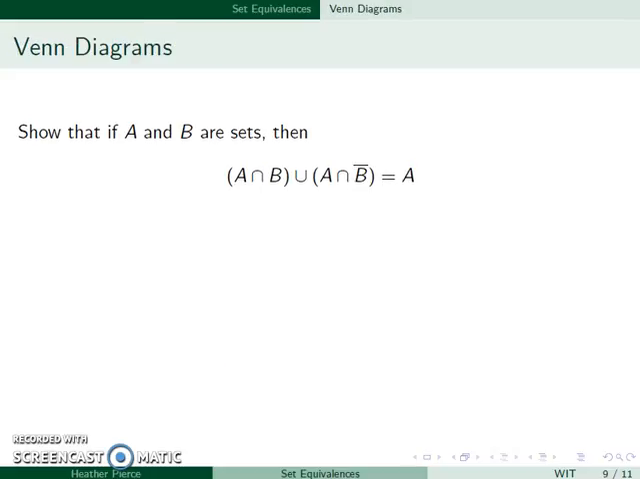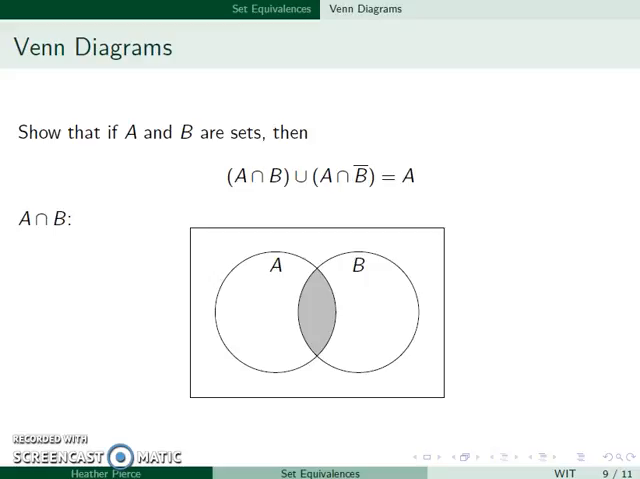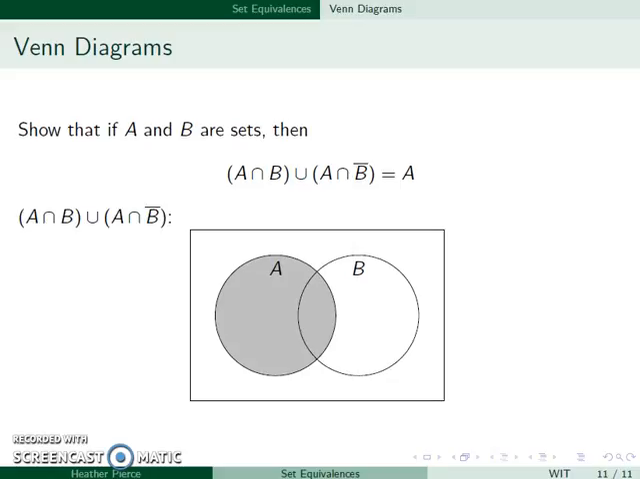Finally, Venn diagrams. So I'm going to build the Venn diagram for the left-hand side. Here's A intersect B. It's what they have in common. We also have to deal with A intersect B bar. So that's everything in A that's not in B. And then we want to take the union of this Venn diagram and this other one to get this new one. And we can see that we have just shaded A. Therefore, these are equal.